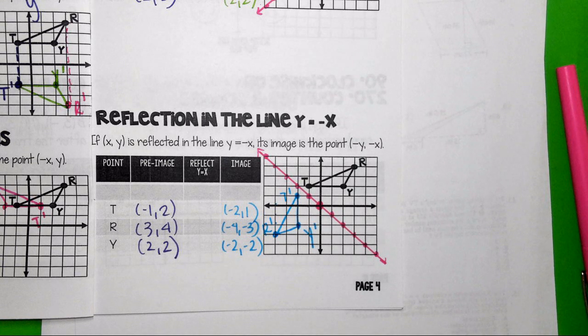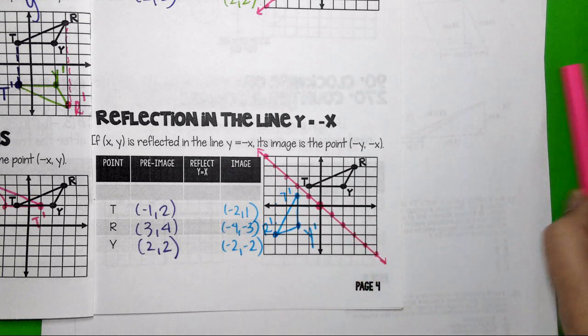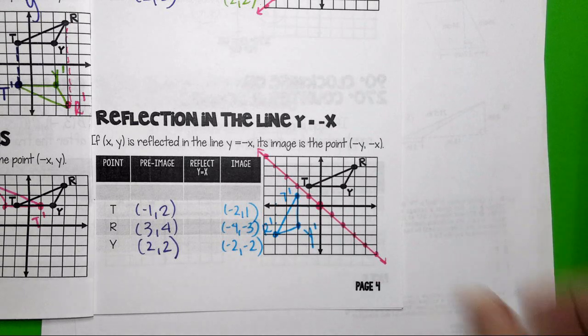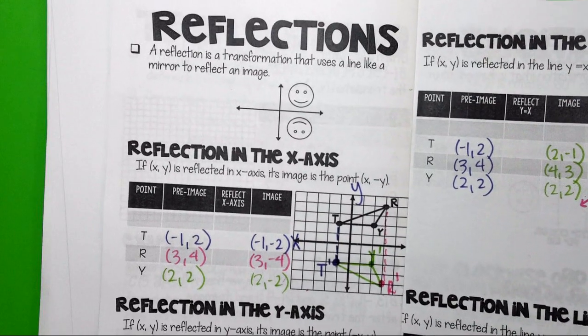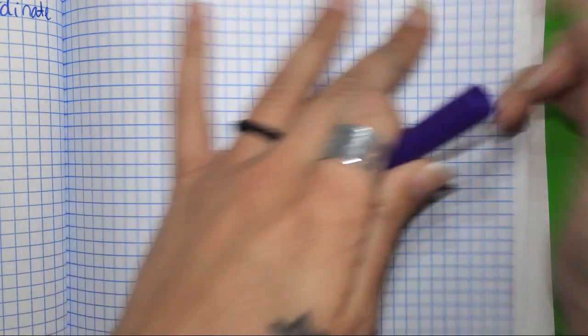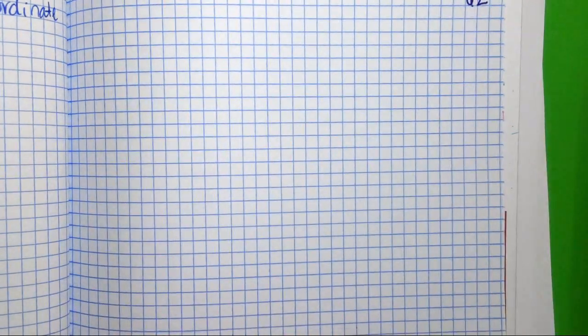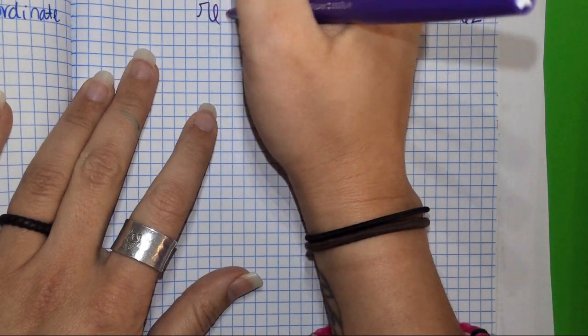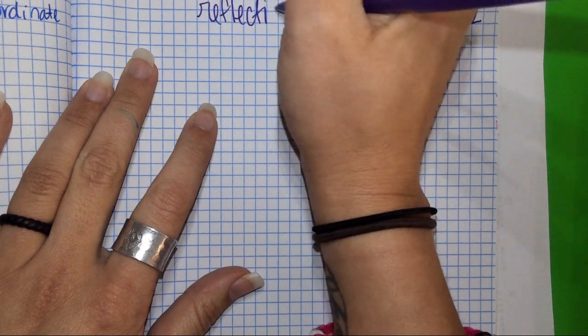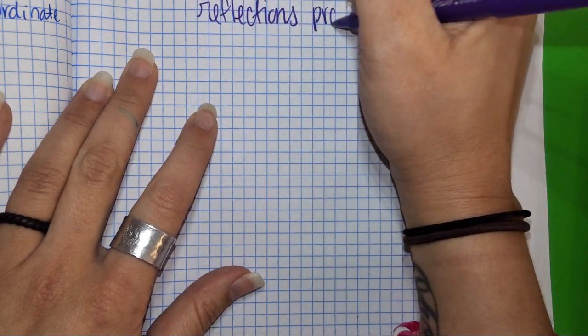And I'm about to give you your homework. Alright, so your homework, which you have 2 problems that you're going to do. You're going to create your own triangles or squares or rectangles. Okay. So we're going to put this on page 62. And we're going to call it Reflections Practice.